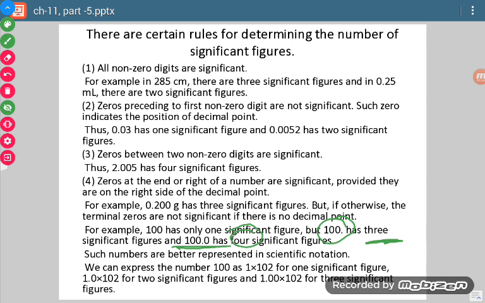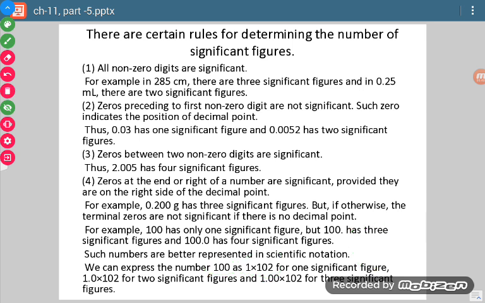Now for this we have discussed earlier scientific notation, N into 10 raised to power n type. In that particular form we can write such observations where such zeros are coming. So for 100 we can write 1 into 10 raised to the power 2. In scientific or exponential notation, we count only the digits before the power of ten for counting significant figures. So there is only one significant figure in this case.